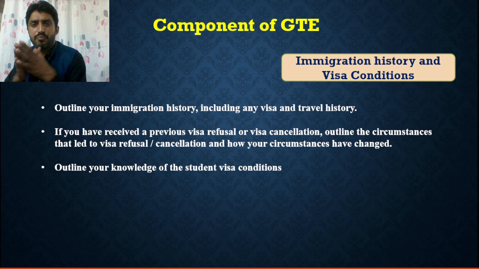Here I'm going to discuss a sample genuine temporary entrant document. It should be a length of 1.5 pages. You can say that is 500 to 700 words. So let's take an example of a genuine temporary entrant document.